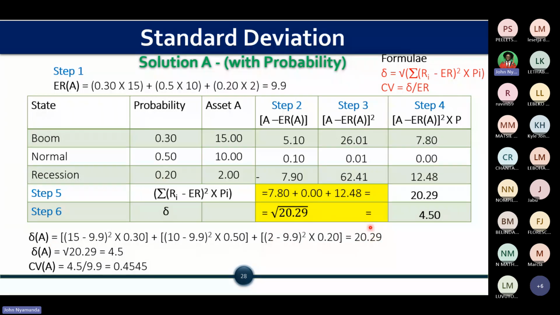But if we look at our formula, it has a square root outside. So the square root of 20.09 is equal to 4.5. To find the coefficient of variation, we say our standard deviation 4.5 divided by the expected return gives us 0.4545.